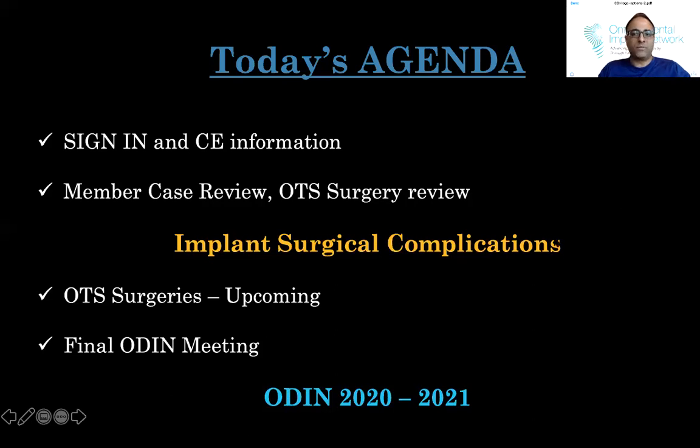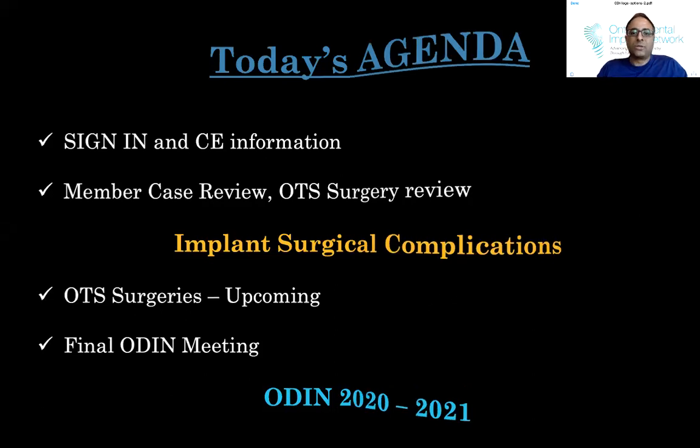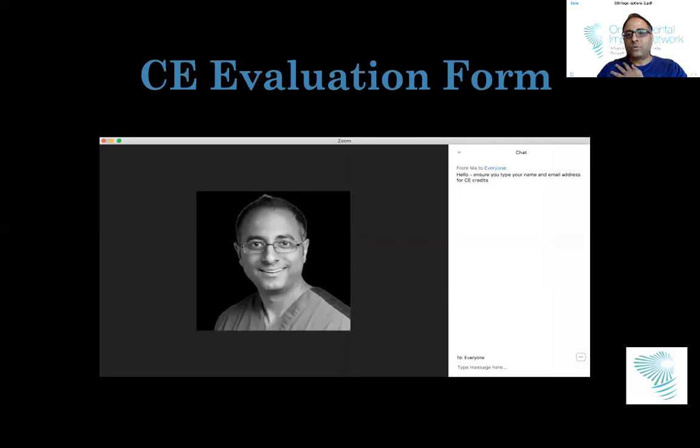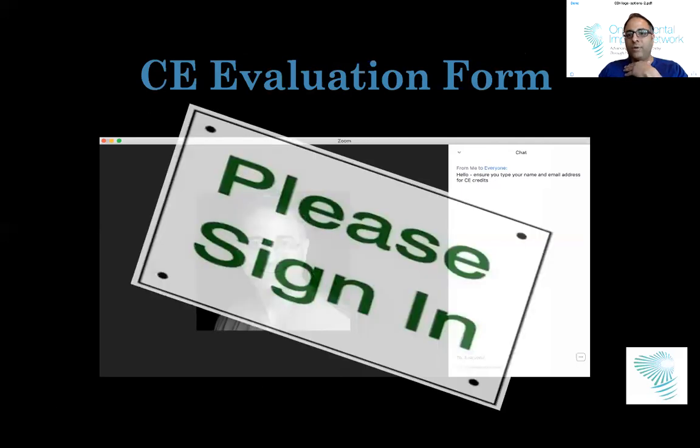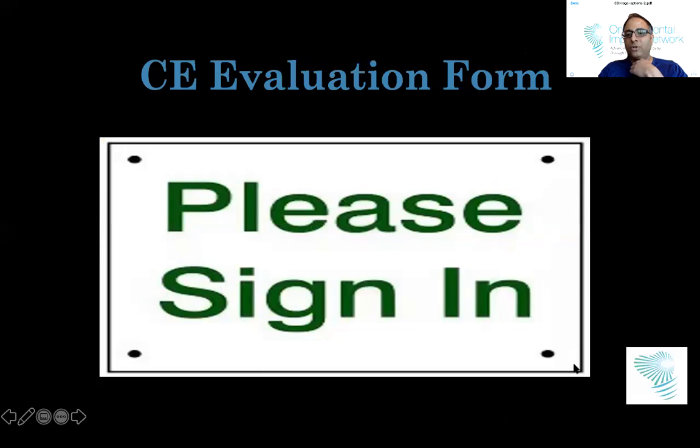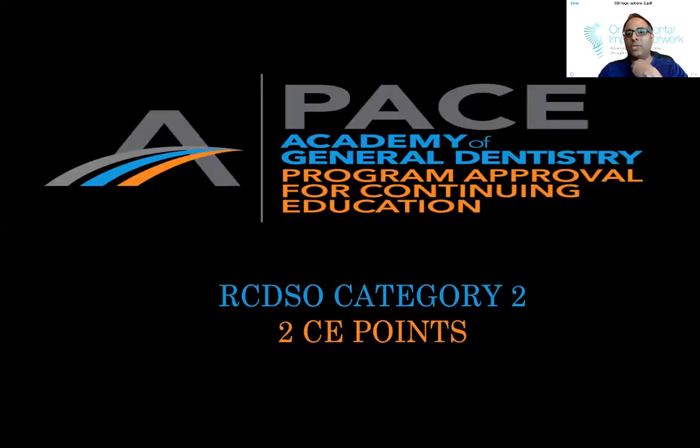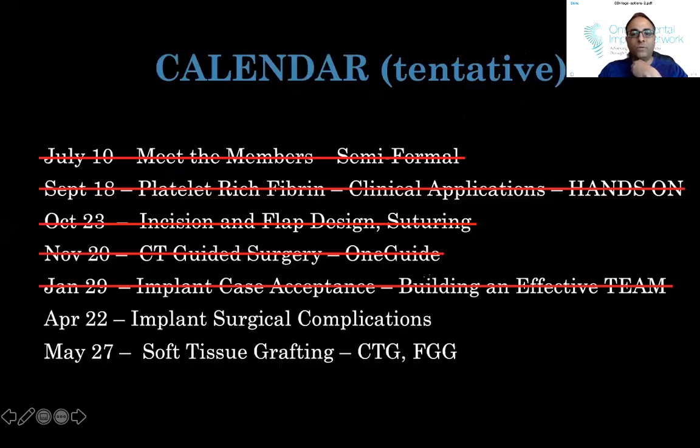This one was supposed to be our final meeting, as many of you know, but because of the situation, we've pushed things out. So we're not going to do CE evaluation forms. What I do want everybody to do is, in the group chat, just type your name and email address, and I'm going to take a snapshot of the chat. Then this will be eligible for CE credits. I'll issue ODIN category 2 points for all of you who are here. So just make sure you type your name and your email address so I'll have that good record.